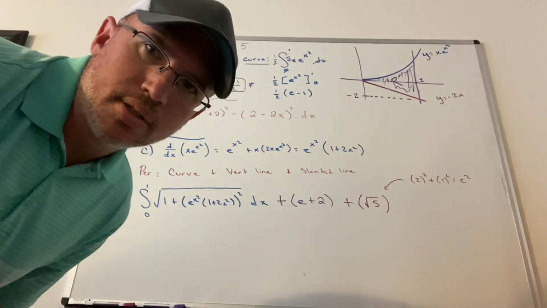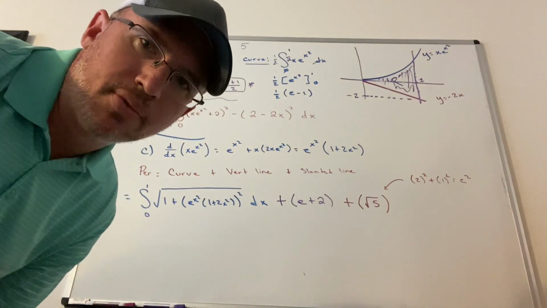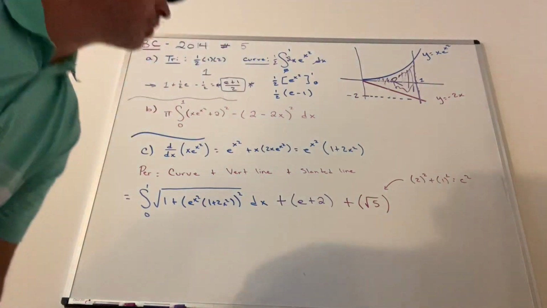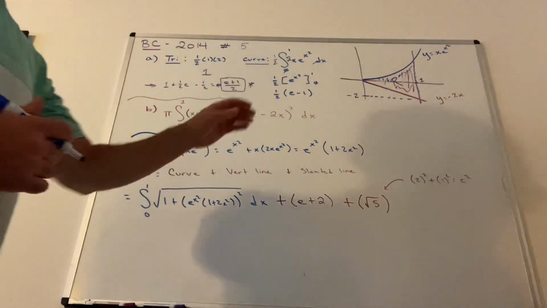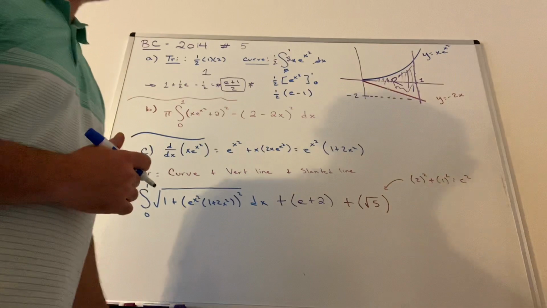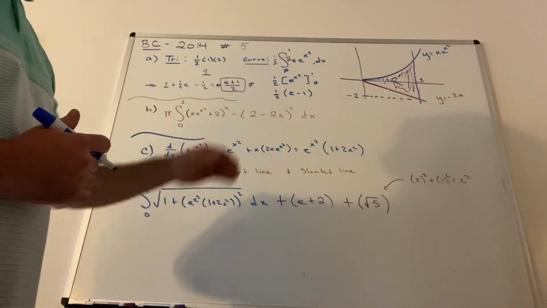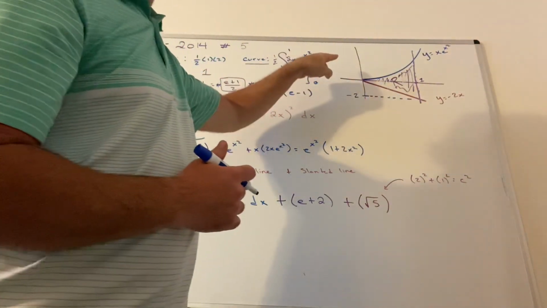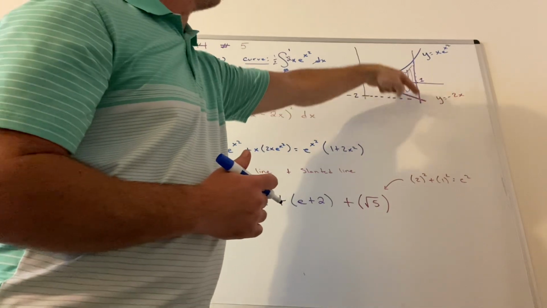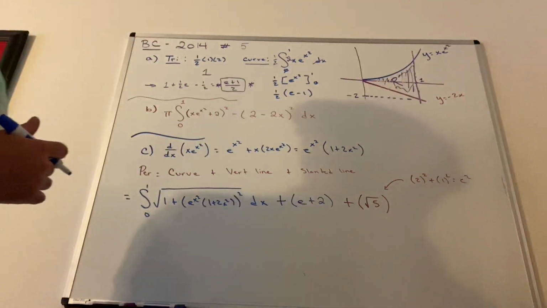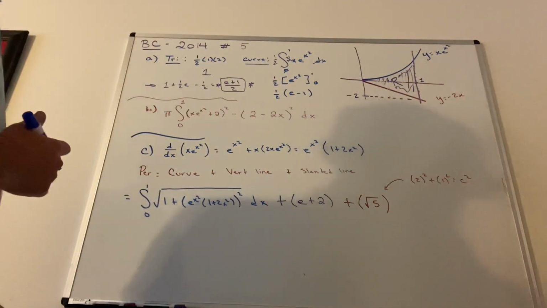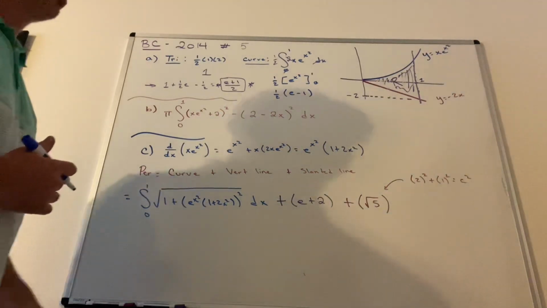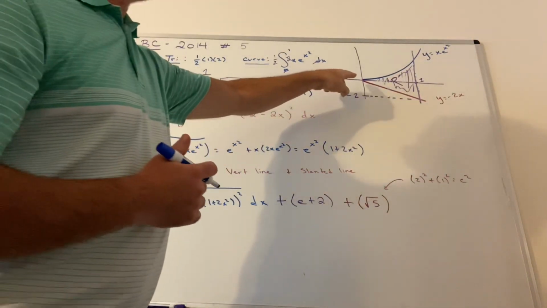All right, guys, this is the 2014 BC exam number 5. This question has a graph that is trapped by three pieces: a curve, a slanted line, and a vertical line. In part A, it wants you to find the area of the shaded region. If you look here, you can kind of tell you have two trapped regions, sort of.